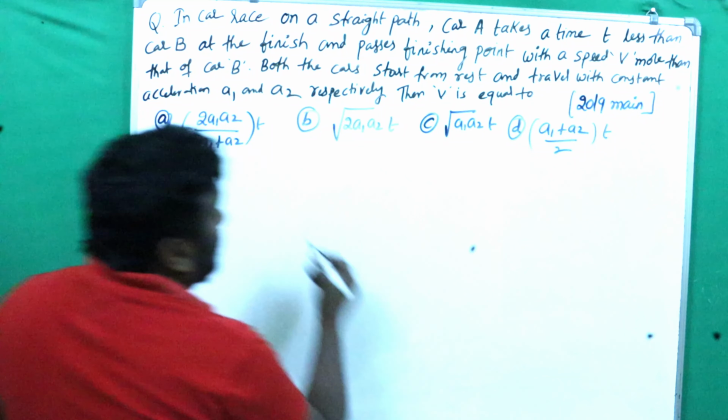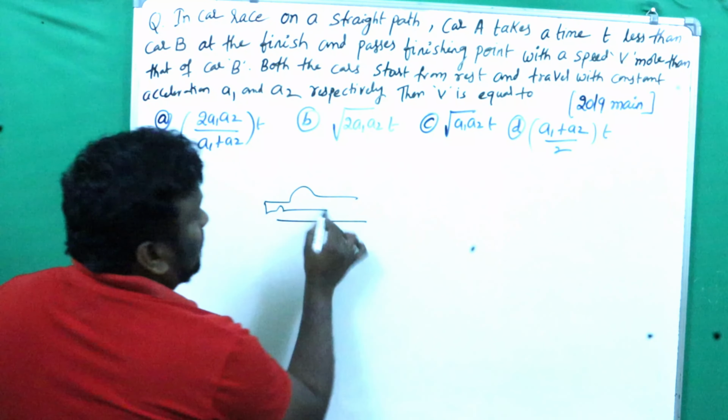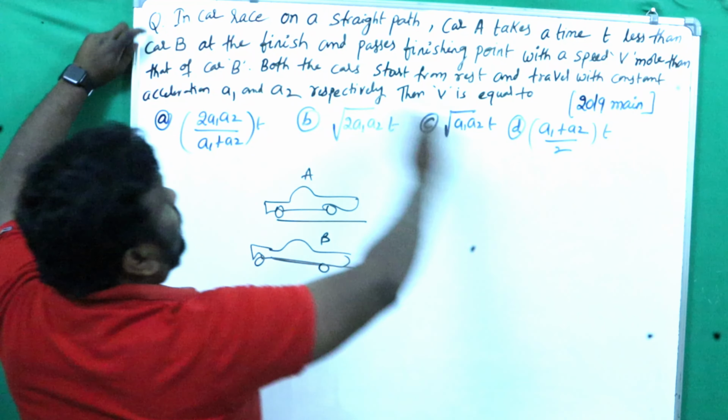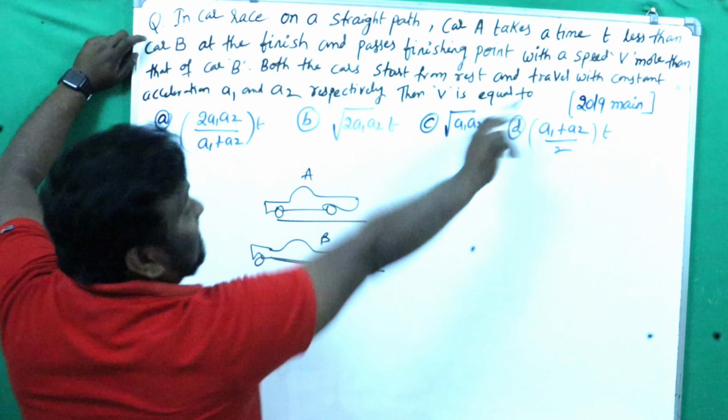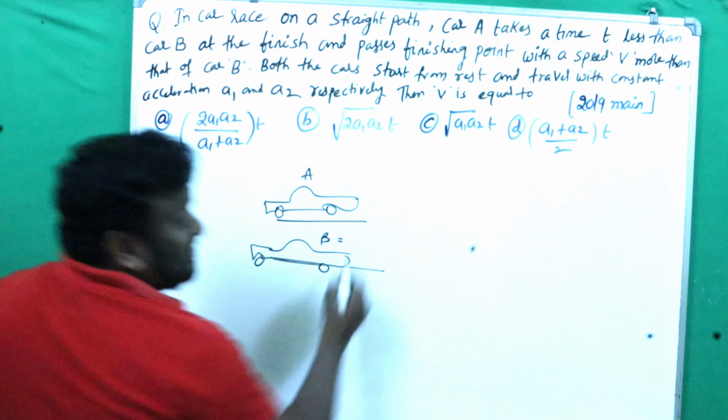So according to the problem, there are two cars. This is the first car, that is car A, and this is car B. Initially both are at rest. And what you are saying is that car A takes less time. For example, I am going to say car B is taking the time t plus t naught. Then car B's time I am going to take as t plus t naught.